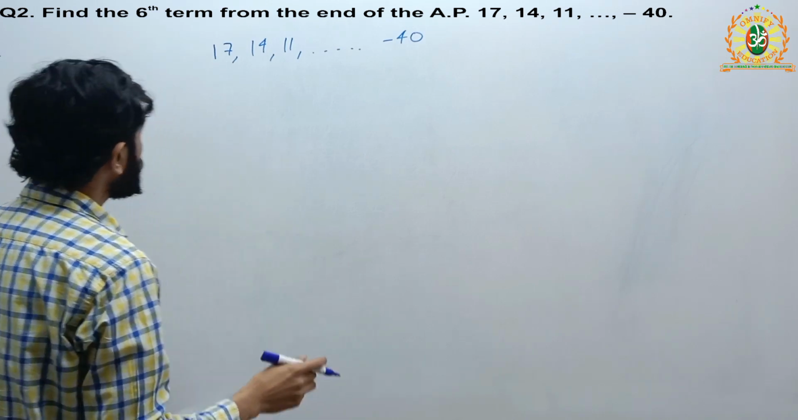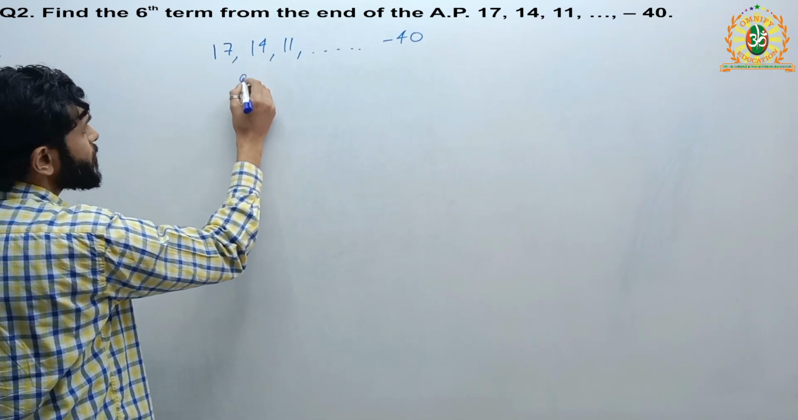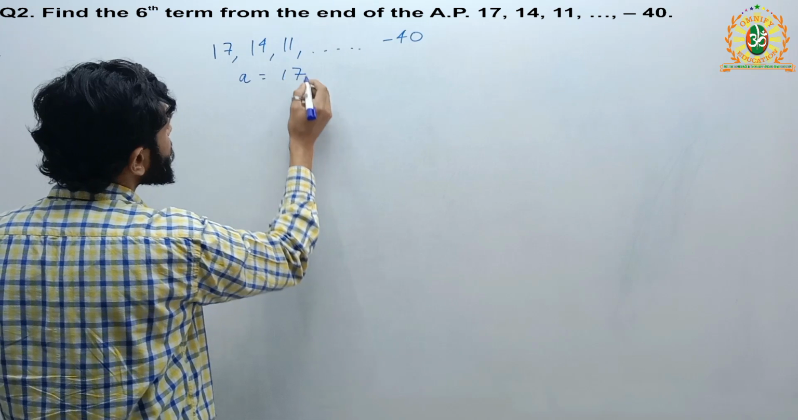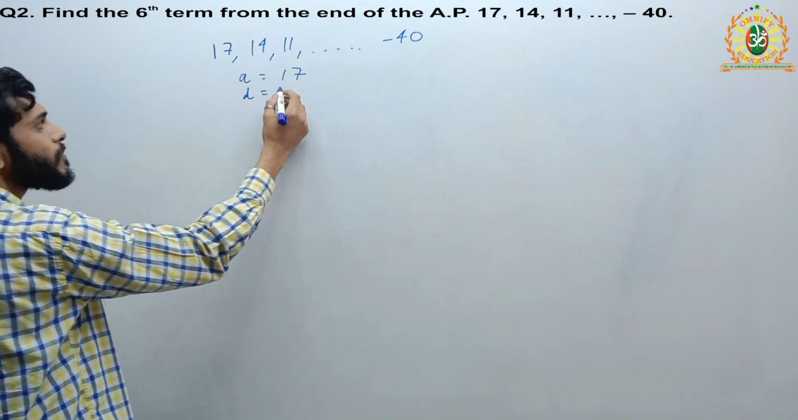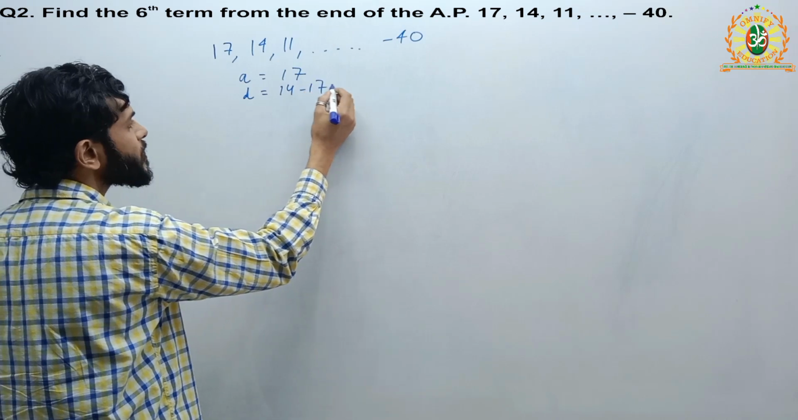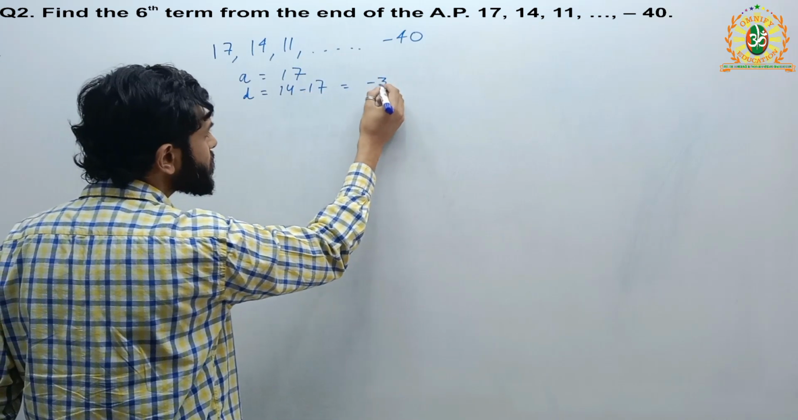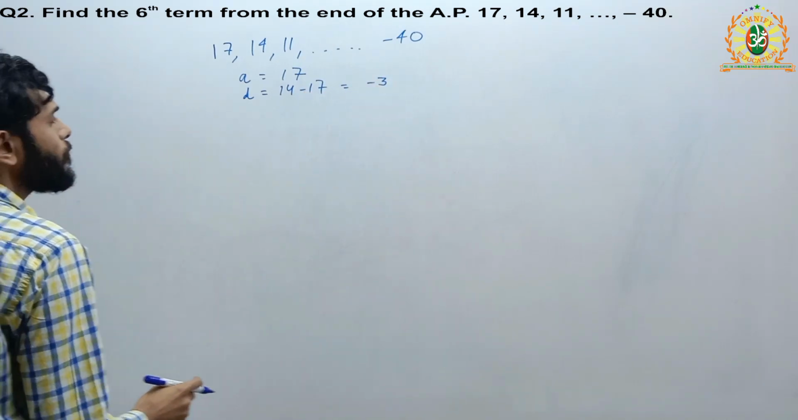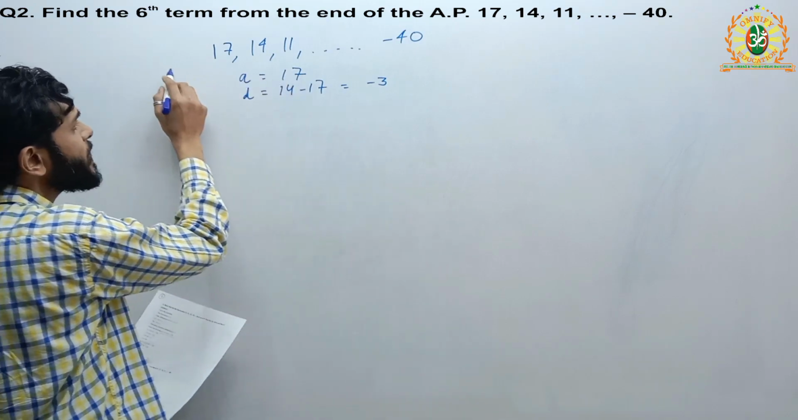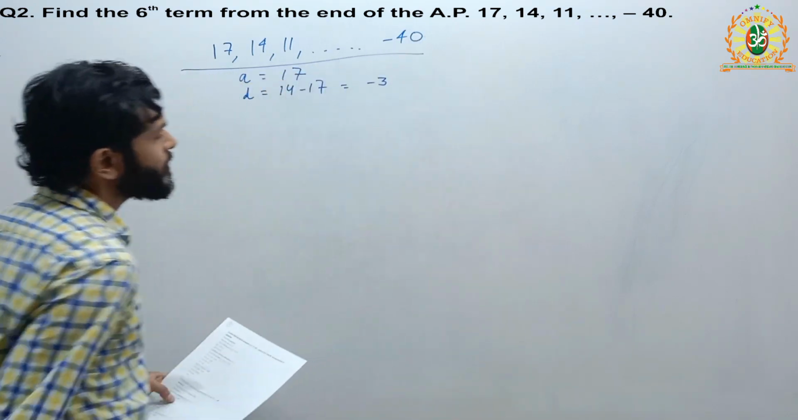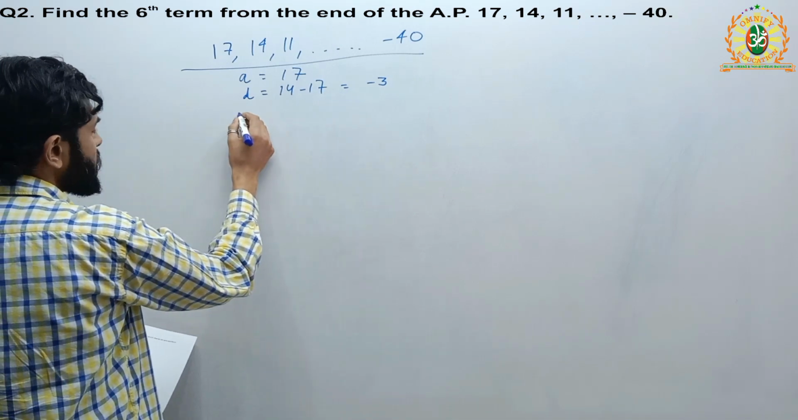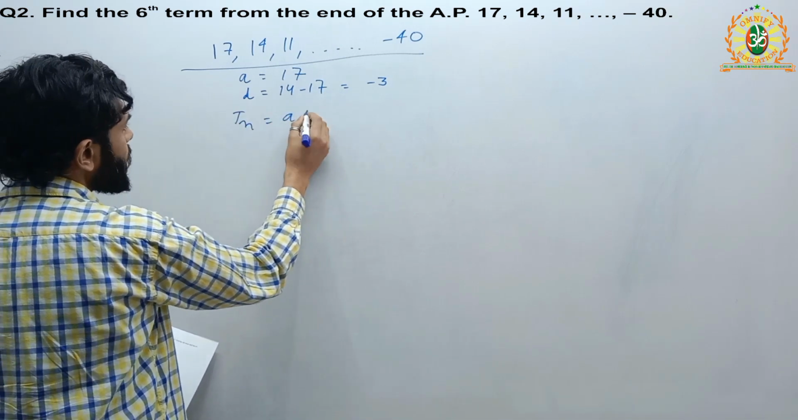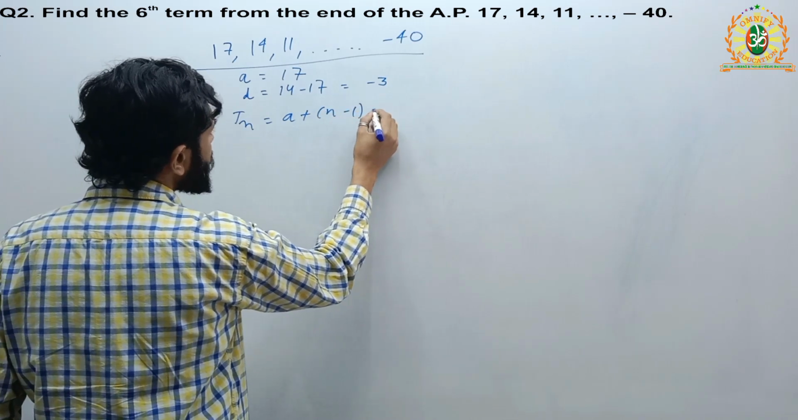So first of all, we can see the first term a is equal to 17, and the common difference would be the second term minus the first term, which will be 14 minus 17, and it will give you minus 3 as the common difference. Now first of all you have to determine how many terms there are in this AP. So using the same formula, Tn is equal to a plus n minus 1 into d.